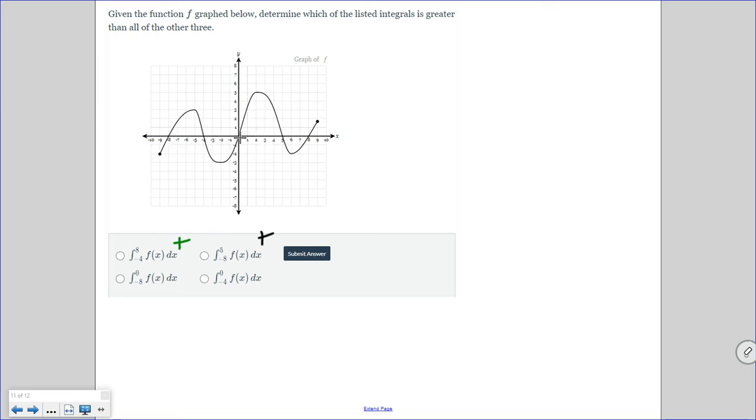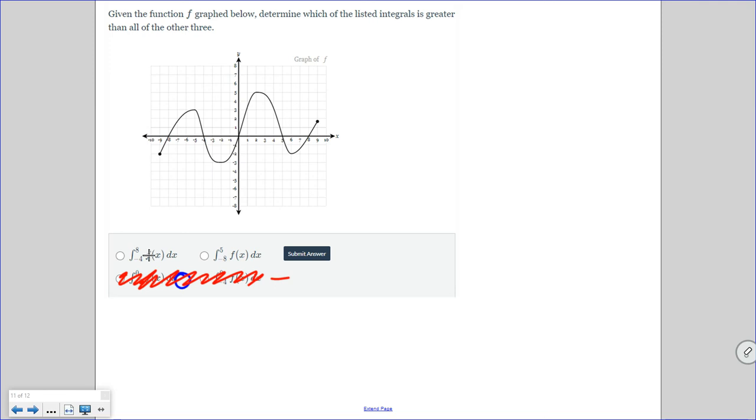From 0 to -8, or from -8 to 0, looks like that's this region plus that region, which looks like we have a positive region and a negative region that are both about the same size. Something in this value would be 0. And then the region from -4 to 0 is right here, which is all negative, so negative. All right, so I can eliminate these two. Now I just have to compare and see which one of these looks bigger.